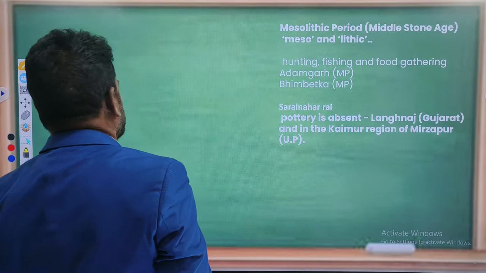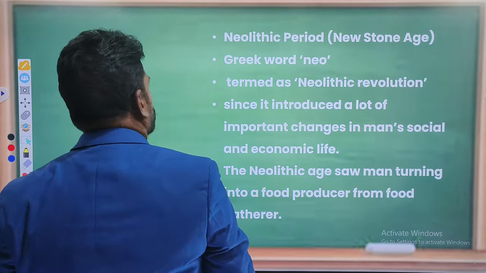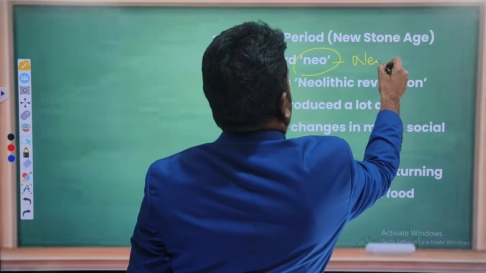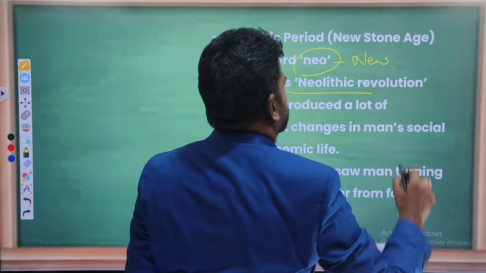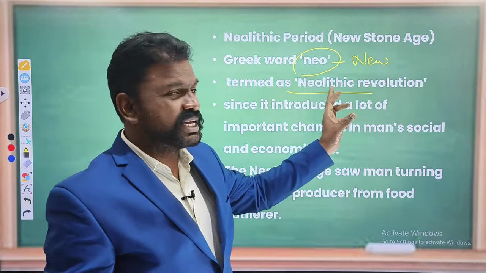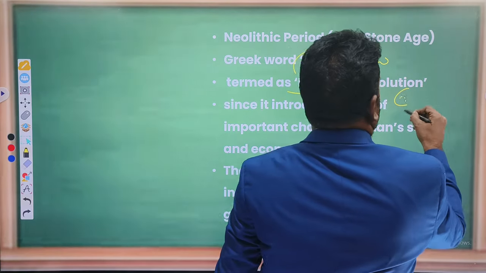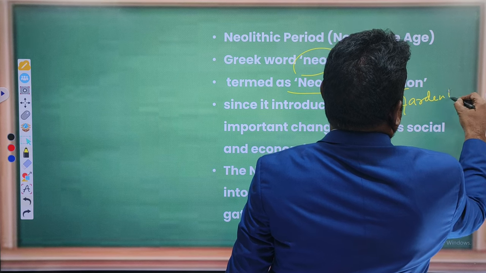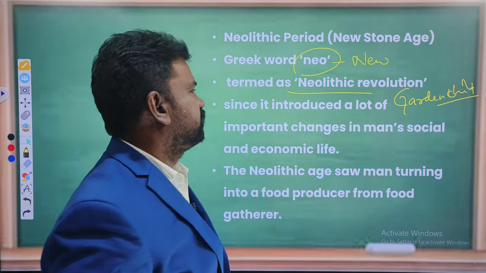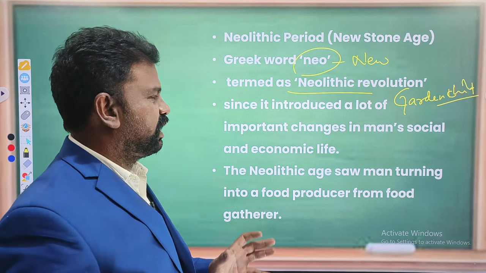This is about the Mesolithic age. After the Mesolithic age, we come to the Neolithic age. We know the Greek word neo means new, so the Neolithic age is the New Stone Age. It is considered a Neolithic revolution by Gordon Childe, because there were so many changes in the socio-economic life of human beings.